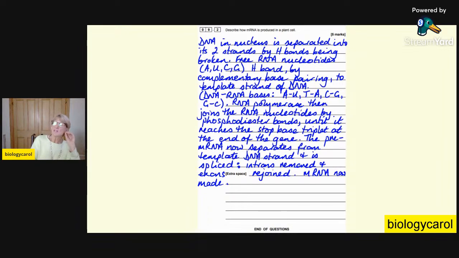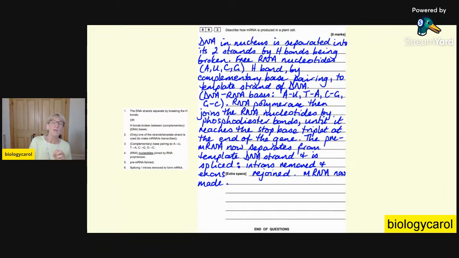RNA polymerase then joins the RNA nucleotides by phosphodiester bonds until it reaches the stop base triplet at the end of the gene. The pre-mRNA now detaches from the template strand of the DNA and it is spliced. That means that the introns are removed and the exons are rejoined. We now have mRNA. Here's the mark scheme, examiner's comments, and here are where I got the marks.